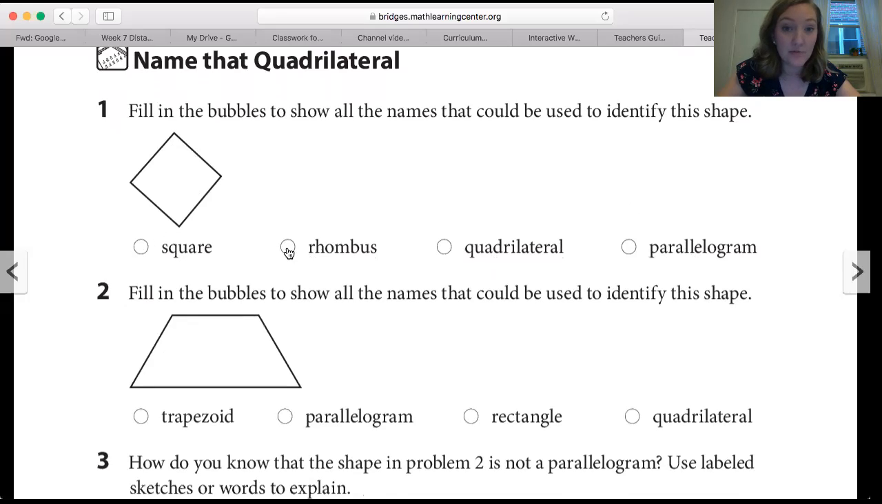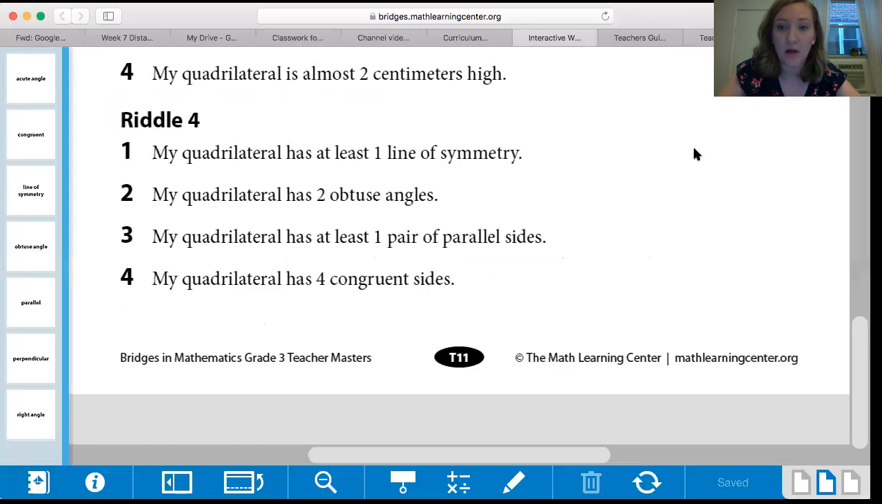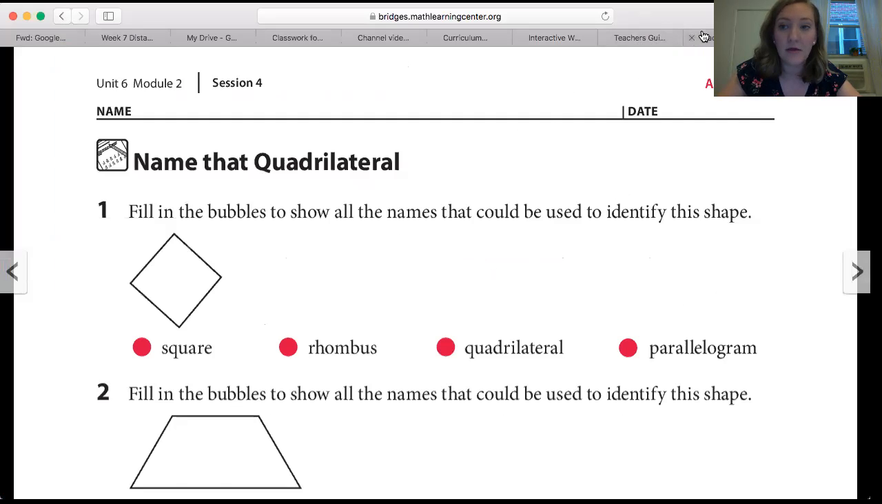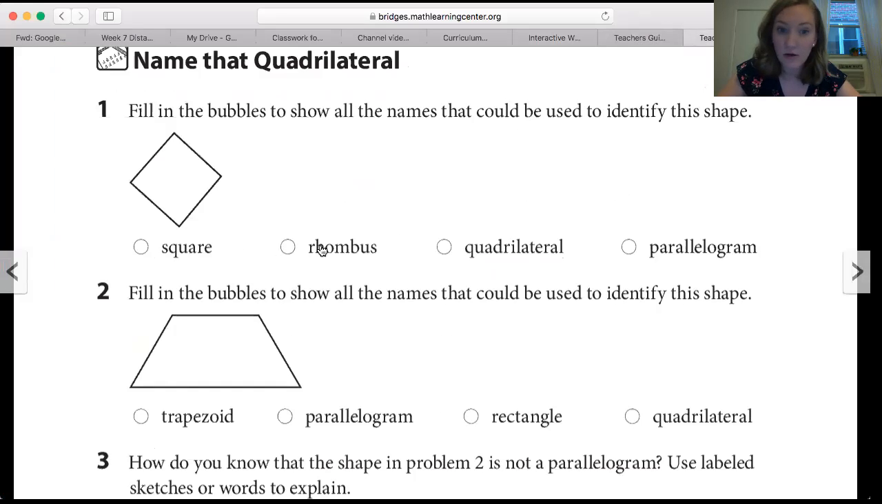It could probably also be a rhombus, right? Let's look back at our rhombus rules. A rhombus is a parallelogram with four congruent sides, sides that are the same length. And yeah, this definitely has sides that are all the same length.